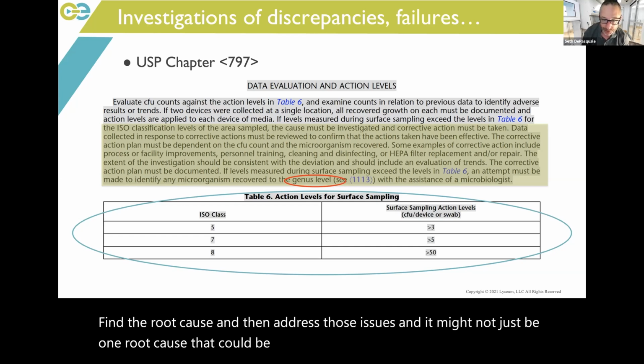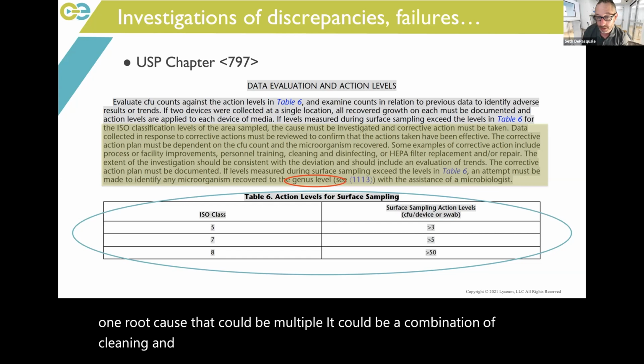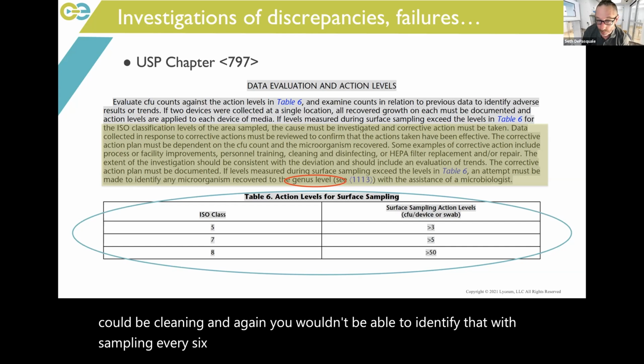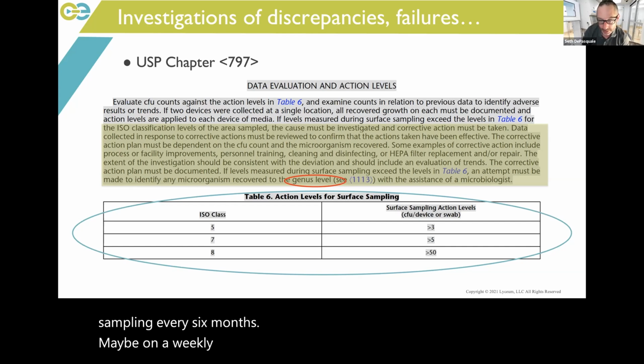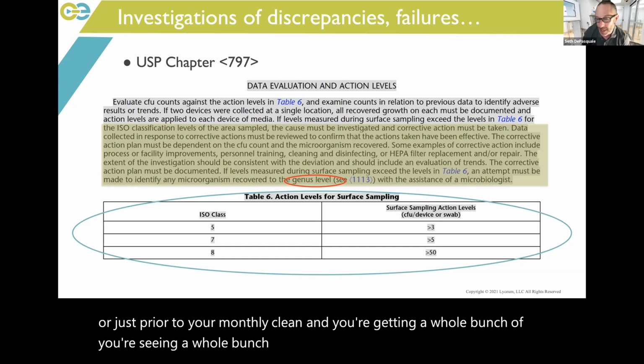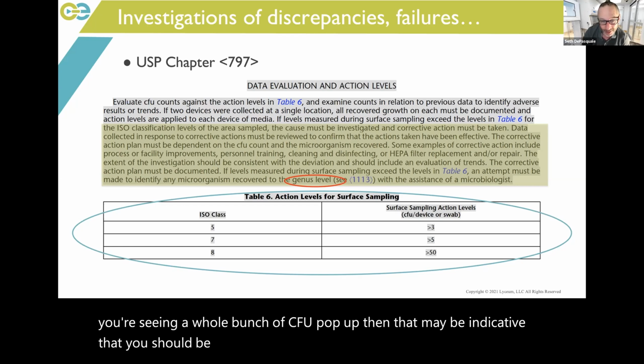It could be a combination of cleaning and disinfecting. Maybe you're not cleaning as frequently as you could be cleaning. And again, you wouldn't be able to identify that with sampling every 6 months. Maybe on a weekly basis, if you're sampling just prior to your weekly clean or just prior to your monthly clean, and you're seeing a whole bunch of CFU pop up, then that may be indicative that you should be cleaning more frequently. Or it could be a personnel issue.